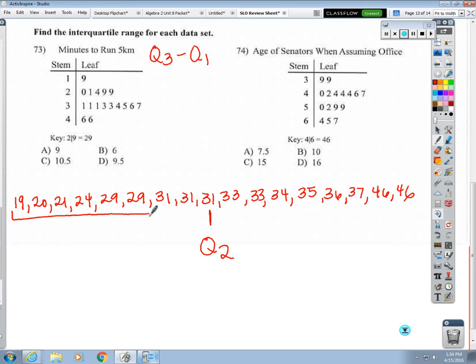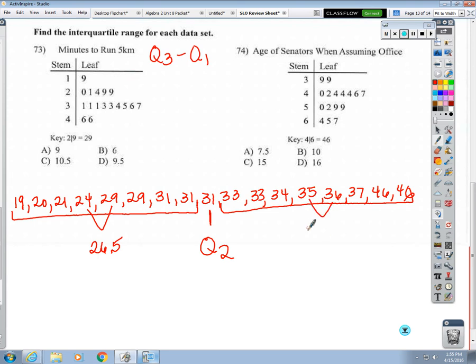The middle of the lower half. What's the middle number of the lower half? You sure about that? Two numbers split the middle. No. 26.5. You go to stat, edit. Okay, what is the middle number of the upper half?